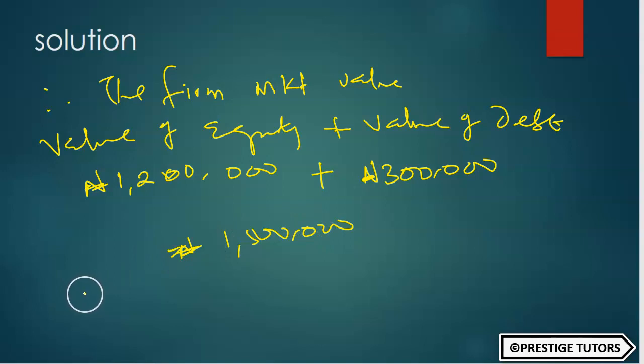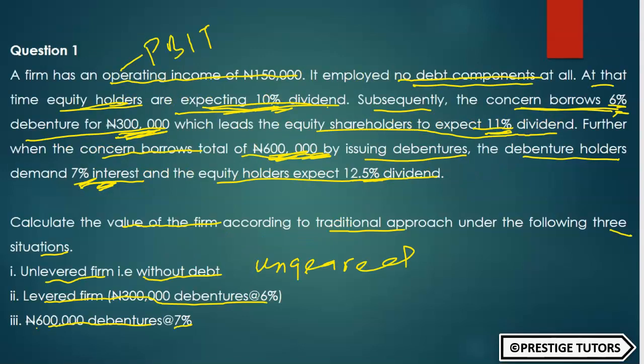What will be the effect on the value of the firm? The third says at 600,000 naira debenture, what will be the value of the firm? The company went to take 600,000 naira debenture at 7%. What will now be the effect? Now let's go and check that out.